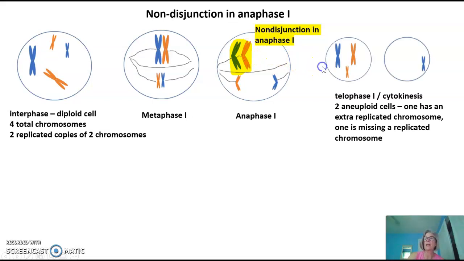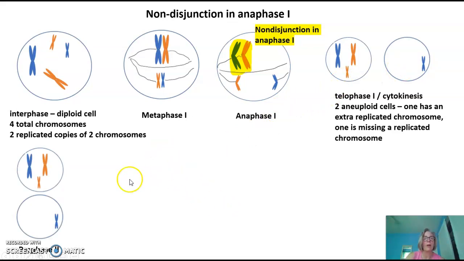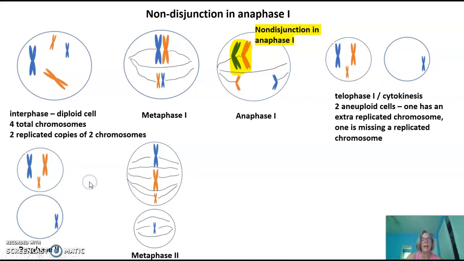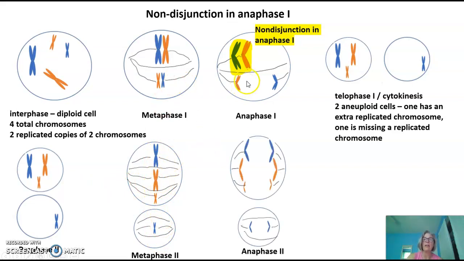Then at telophase 1 and cytokinesis, we would end up with 2 aneuploid cells. One cell has an extra replicated copy of a chromosome, and this cell is missing a replicated copy of a chromosome. Then going forward to meiosis 2, starting at prophase 2, I have my 2 aneuploid cells. At metaphase 2, the chromosomes will all line up at the metaphase plate, and at anaphase 2, the sister chromatids will separate to become daughter chromosomes.